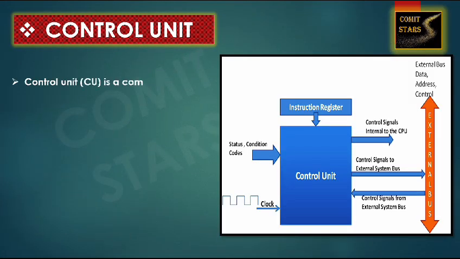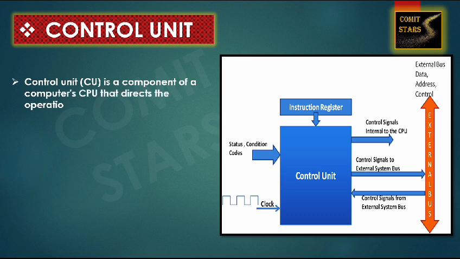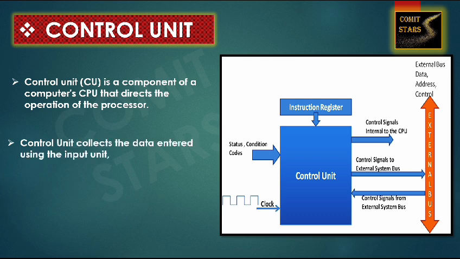Control unit. Control unit is a component of a computer's CPU that directs the operation of the processor. Control unit collects the data entered using the input unit, leads it for processing, and once that is done, receives the output and presents it to the user.